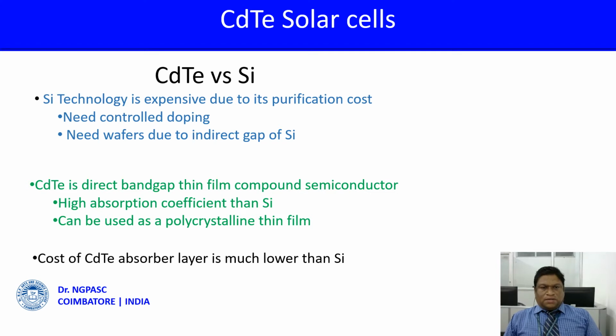Whereas cadmium telluride is a direct band gap material, but silicon is an indirect band gap material. So it has a huge absorption coefficient. A very small thickness is enough to absorb a huge amount of sunlight. That is the first advantage of cadmium telluride solar cells. And making cadmium telluride is also comparatively very cheap compared with silicon. So these are all the advantages of cadmium telluride.